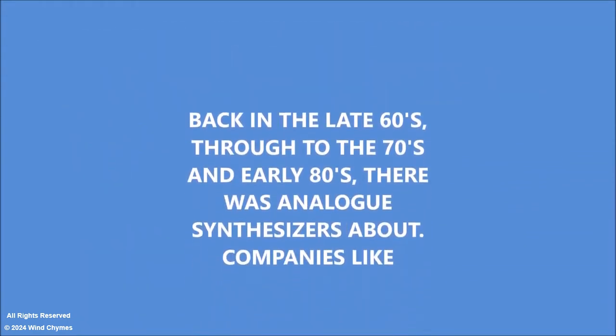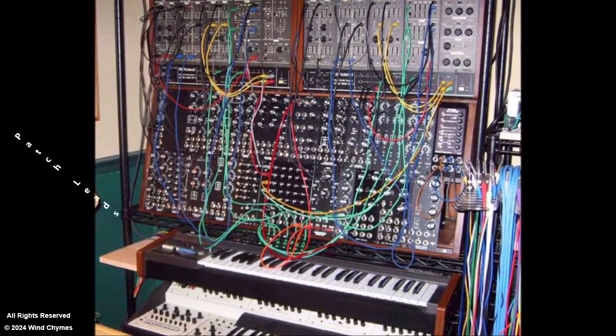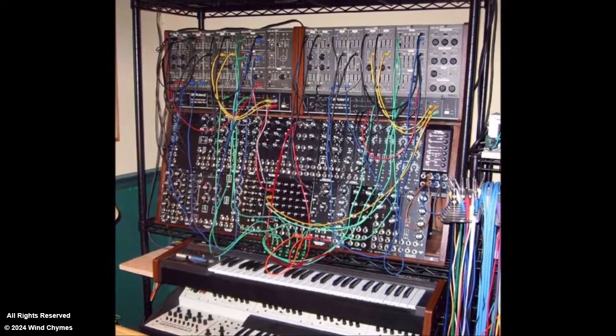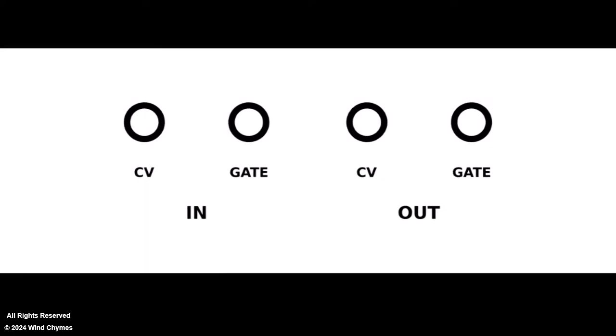Back in the late 60s, through to the 70s and early 80s, there were analog synthesizers about. Companies like Roland, Moog, Sequential Circuits, Oberheim, Yamaha, ARP, Korg etc., where you could only program the sounds by knobs, sliders and patch leads. Then, to control these electronic masterpieces from other synths, you had to connect an input and output patch lead, CV, gate in and out, control voltage gate, to control the sync, arpeggiator up, down and random, and drum machine tempo and notes.